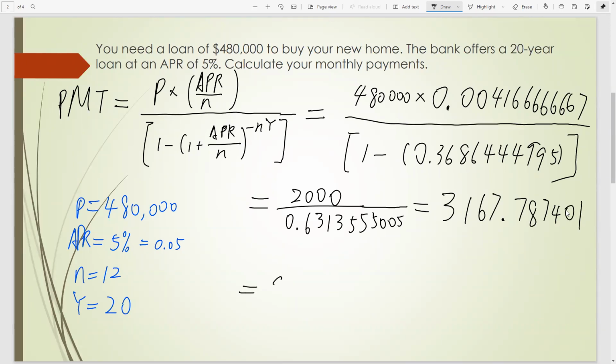Since that's the monthly payment, we round to 2 digits. So every month, it needs to pay $3,167.79. For 20 years, this amount needs to be paid if the interest rate is 5%. So there are a total of 240 payments. Thank you.